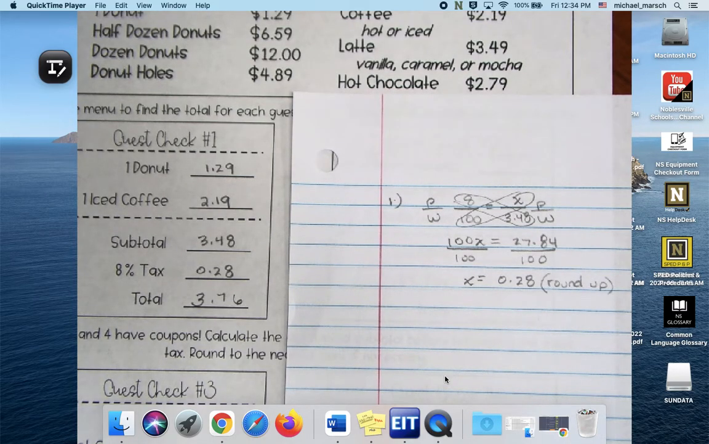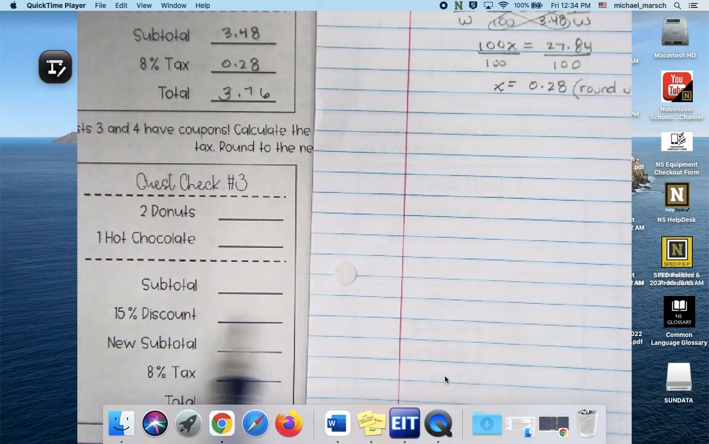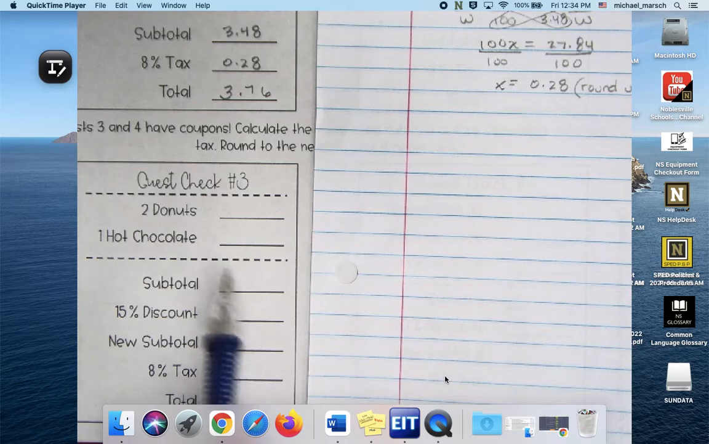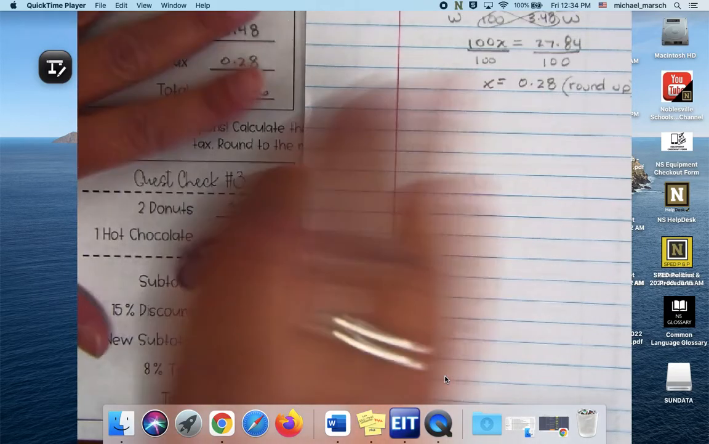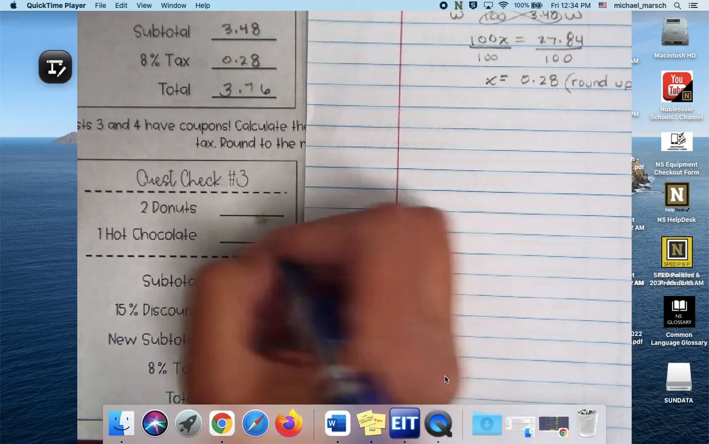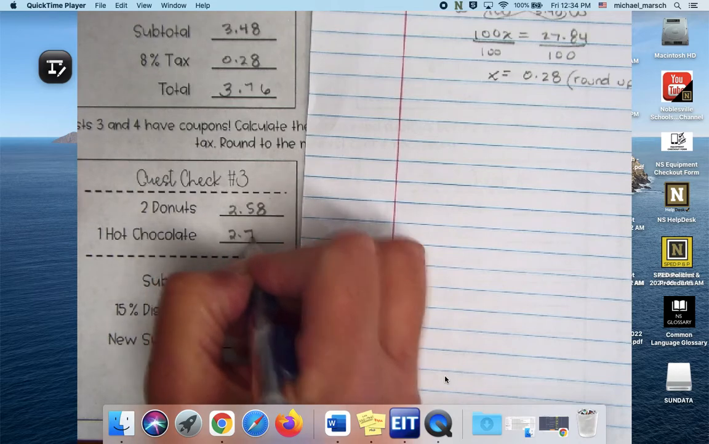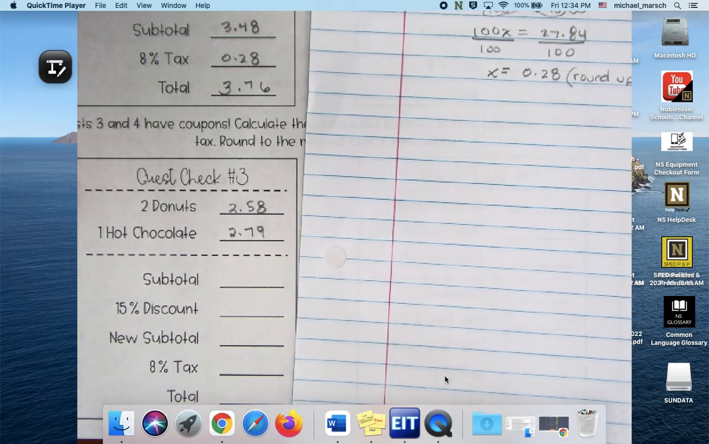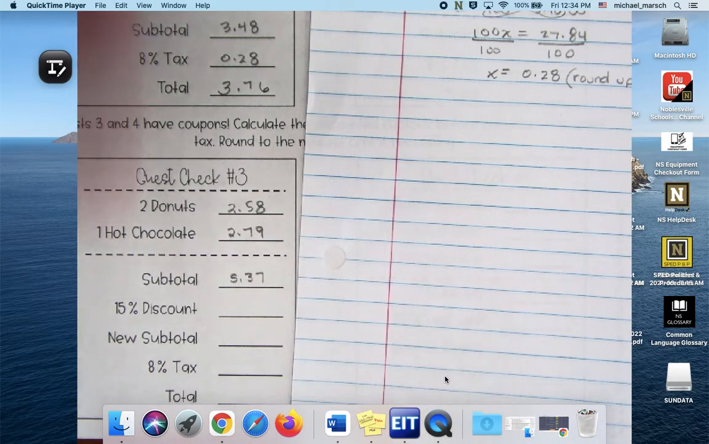Three and 4 are a little bit different because they have a coupon, so they get a discount. And so then you find a new subtotal, then you do tax and then a total. So let's figure out what this is going to look like. If they have 2 donuts, I have to take the cost of a donut times 2, and I get $2.58. Hot chocolate is $2.79. So my first subtotal is $5.37.